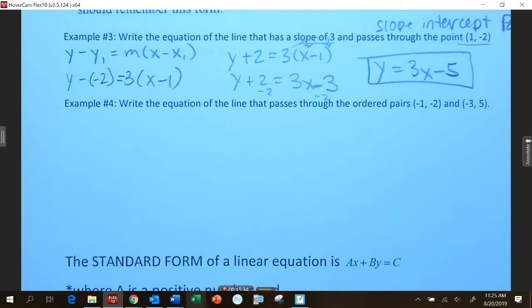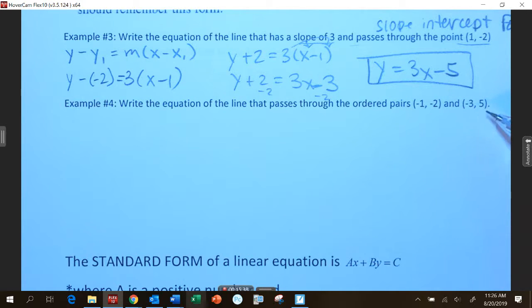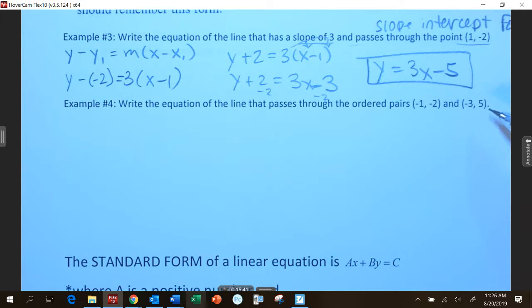Alright, example 4. Write the equation of a line that passes through the ordered pairs (-1, -2) and (-3, 5). If I'm trying to do point slope form or slope intercept form, doesn't matter which form I'm doing, I'm not given some piece of information. Point slope or slope intercept, what am I not given here? Kia? The slope. Yeah, we have to find the slope. So that's where we're going to start.